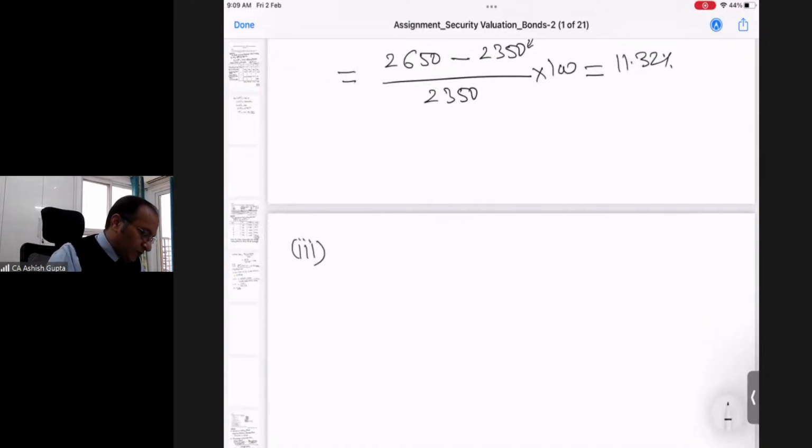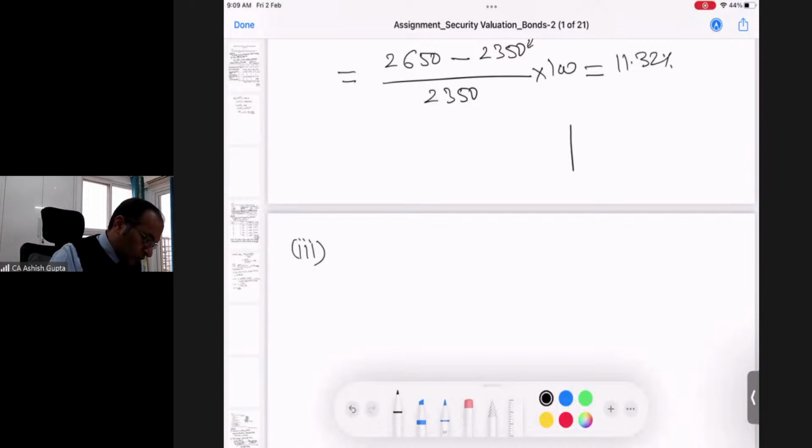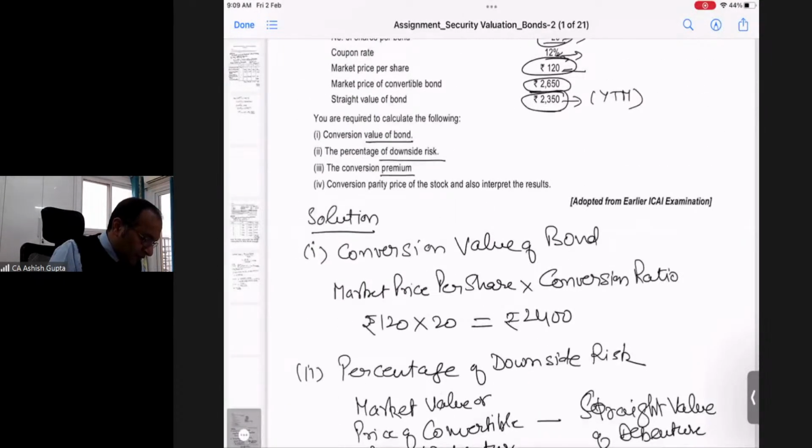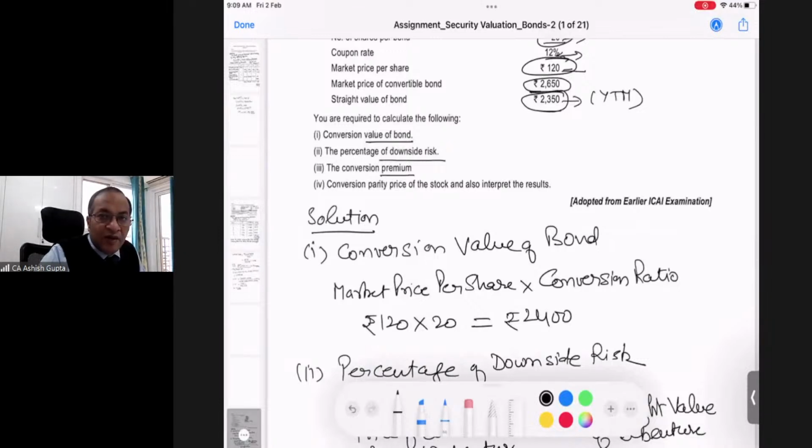Next we are coming to the computation of conversion premium. Conversion premium means, if instead of buying the equity share in the market, which may not be available, I take the route of conversion to acquire the share, then how much premium am I paying for the same?